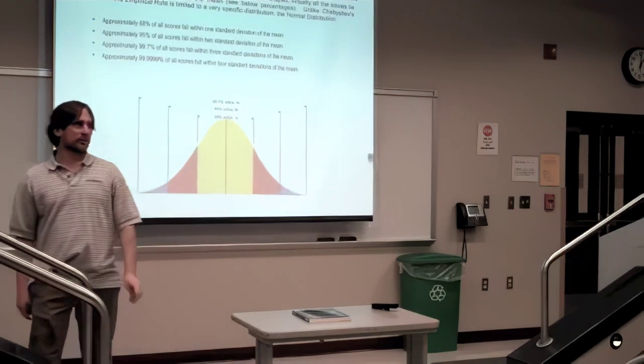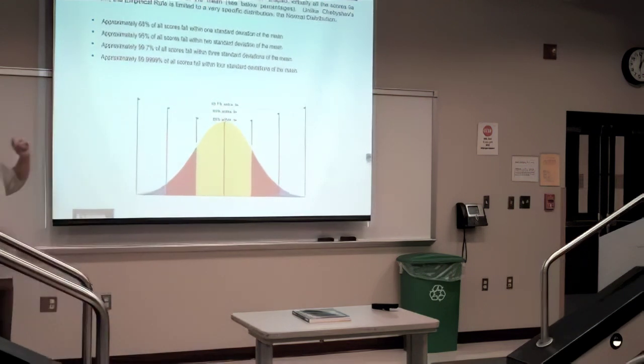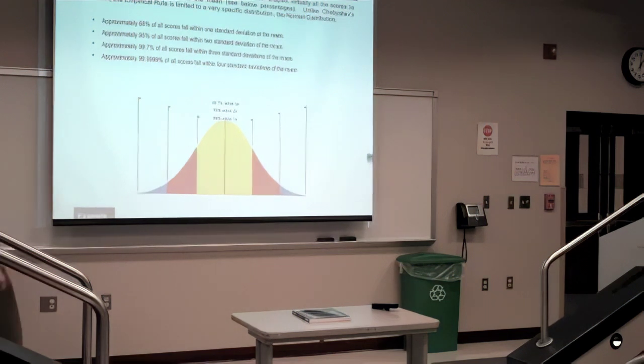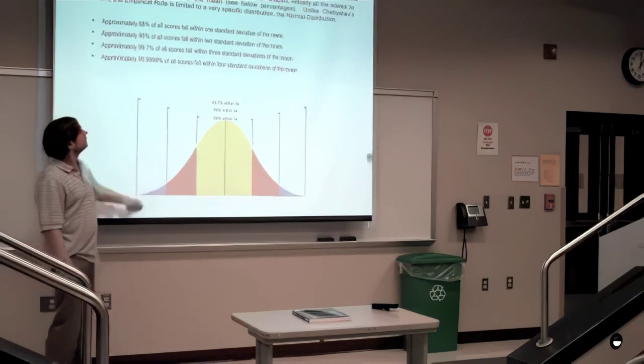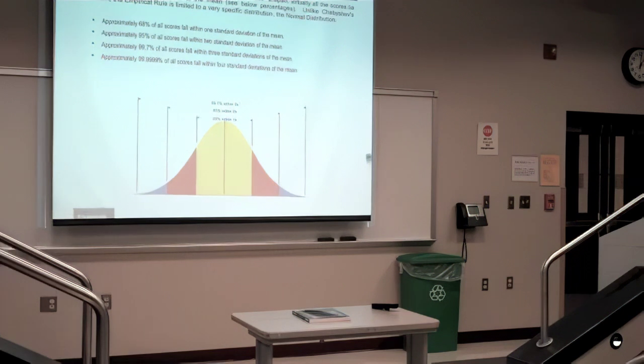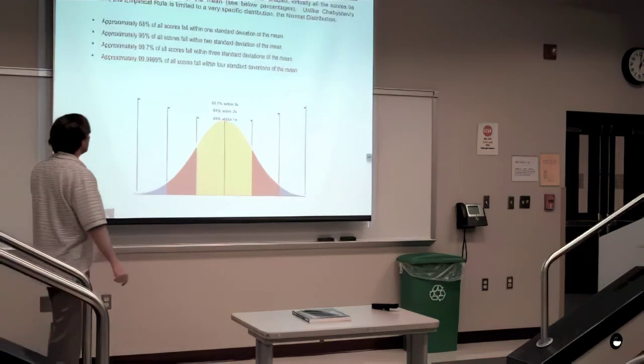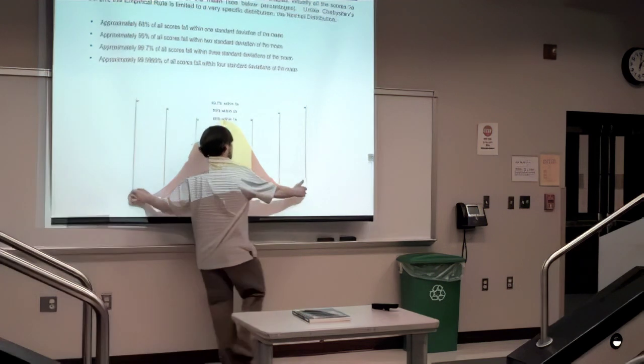So the empirical rule shows that in any set of scores that is bell-shaped, virtually all scores lie within 3 standard deviations of the mean. So pretty much everything is going to fall between here and here.